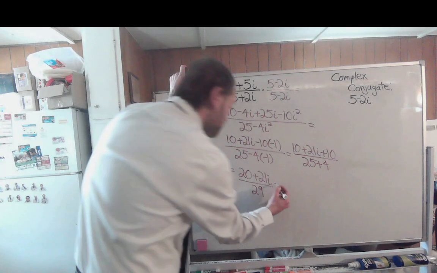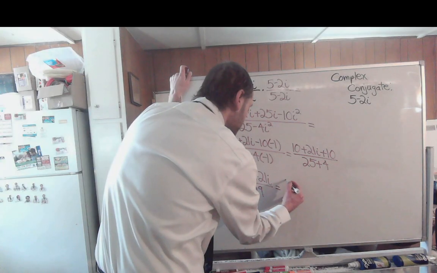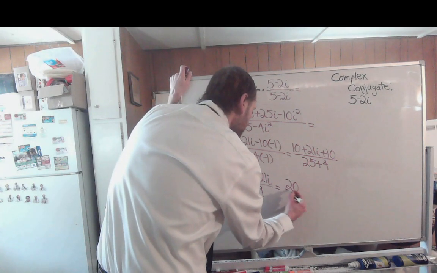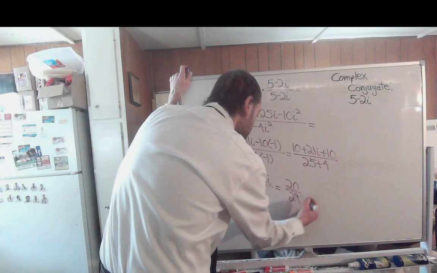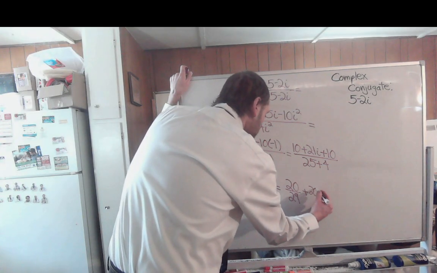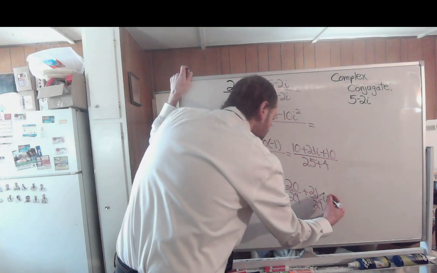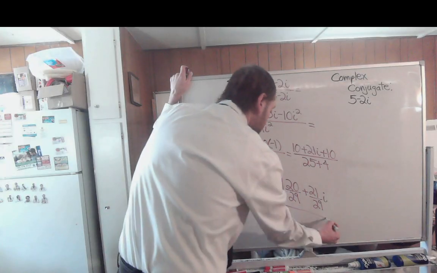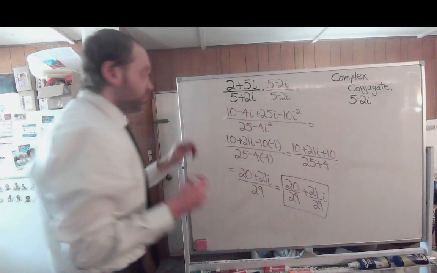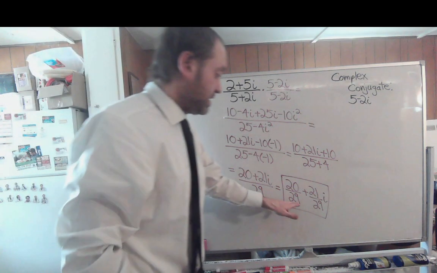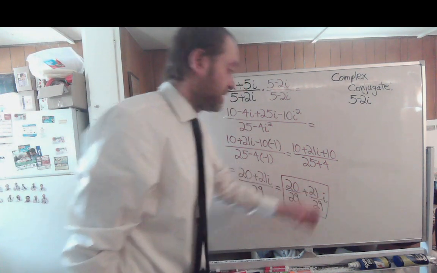And then simply put, for the complex number in standard form, you would have 20 over 29 plus 21 over 29 times i. That is going to be the complex number in standard form that you would get.